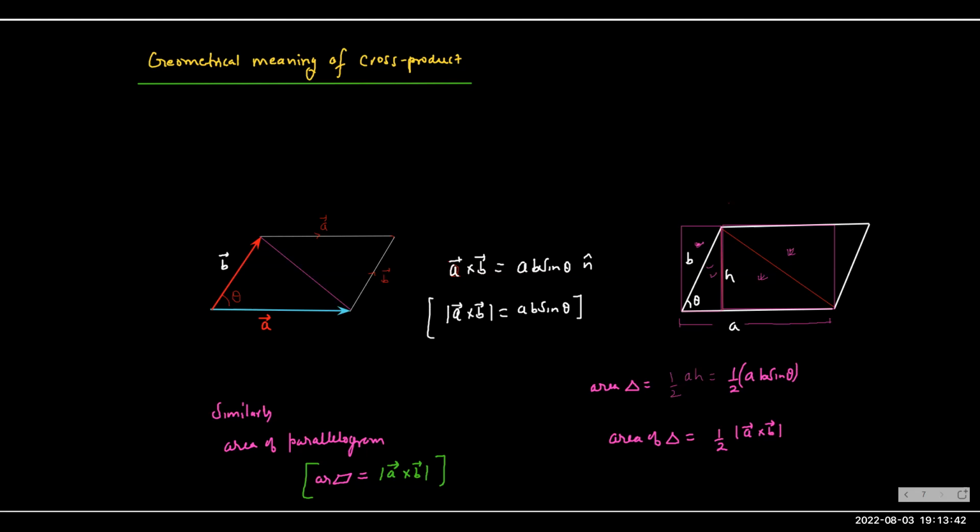Okay. Do you agree? Yes or no? Okay. So geometrically, what does it represent? The area of a parallelogram. So now I'll put it here. So now I hope you have realized why area is called a vector.